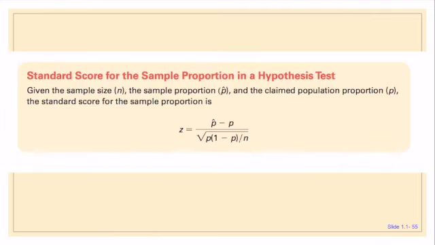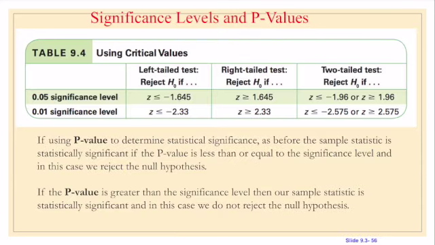Just in case you wanted a slide entirely of how to calculate the Z-score for population proportions, here you go. And here's that critical table value. Again, I would recommend going to the Z table.